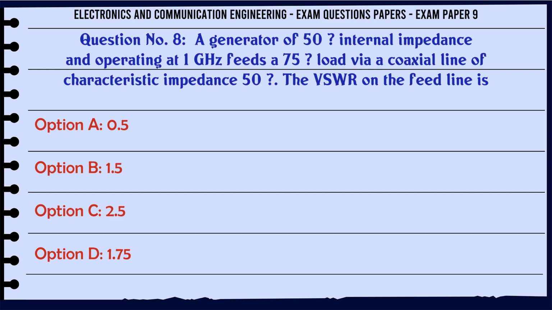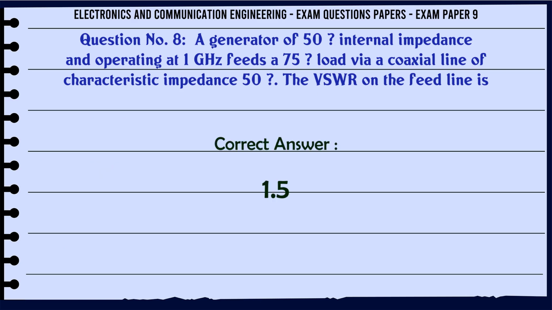A generator of 50 Ω internal impedance and operating at 1 GHz feeds a 75 Ω load via a coaxial line of characteristic impedance 50 Ω. The VSWR on the feed line is A) 0.5, B) 1.5, C) 2.5, D) 1.75. The correct answer is 1.5.